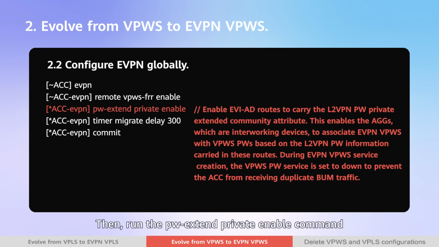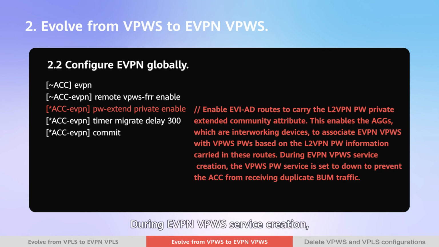Then, run the PW extend private enable command to enable EVPN AD routes to carry the L2VPN PW private extended community attribute. This enables the AGGs, which are interworking devices, to associate EVPN VPWS with VPWS PWs based on the L2VPN PW information carried in these routes.